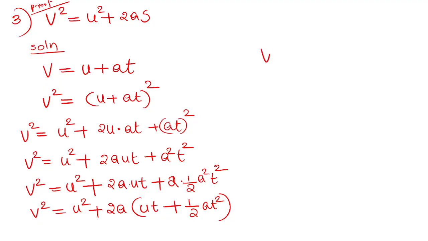So finally v square equal to u square plus 2a into ut plus half a t square is s. We studied that. v square equal to u square plus 2as. Okay, all of you please listen. Let me write one simple question just to make you understand the concept. In the next class I will discuss more exercise problems.